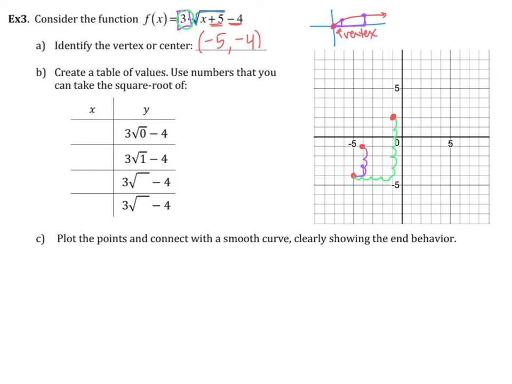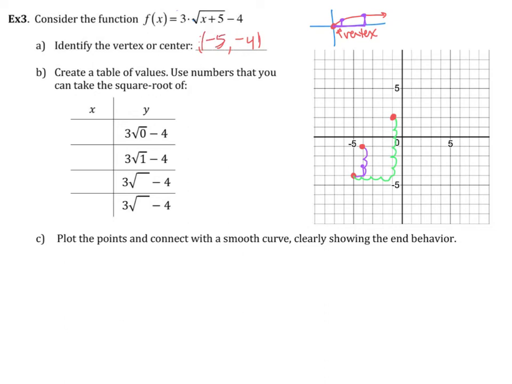So let's double check that by using the table of values. I don't always want you to use the table of values, but sometimes it's helpful. One of the things that is helpful with our table of values is to try to get perfect squares underneath your radical there.